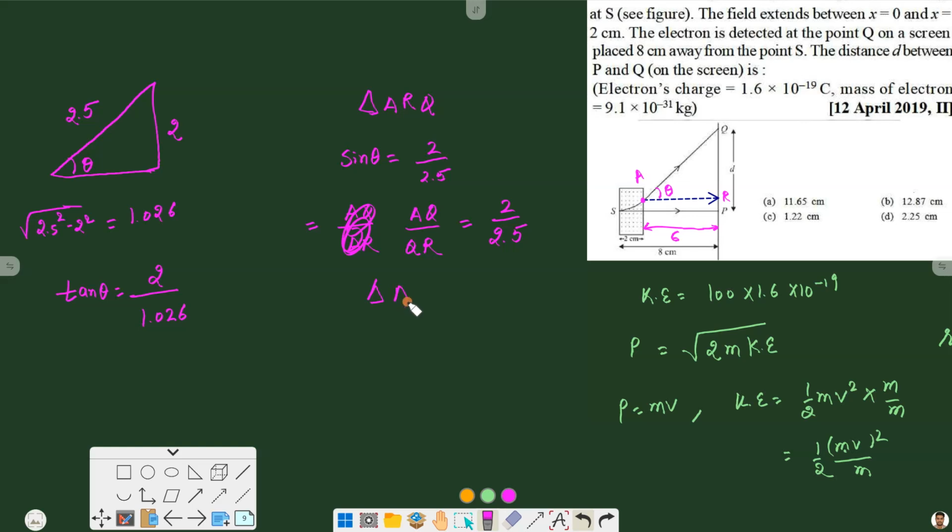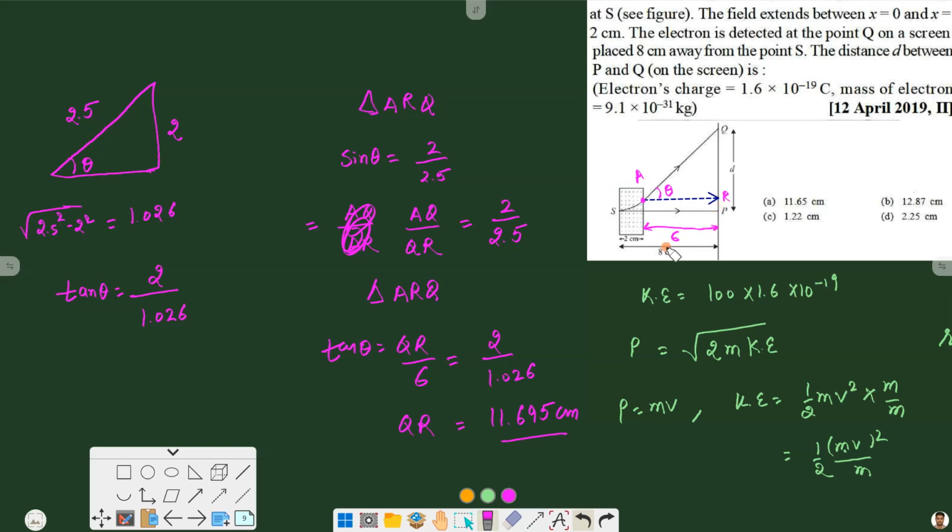So in triangle ARQ, tangent theta will be perpendicular by base. So perpendicular is QR here, and base is AR, and AR is equal to 6. So QR by 6 is equal to 2 by 1.026, and using this, QR comes out to be 11.695 centimeter.